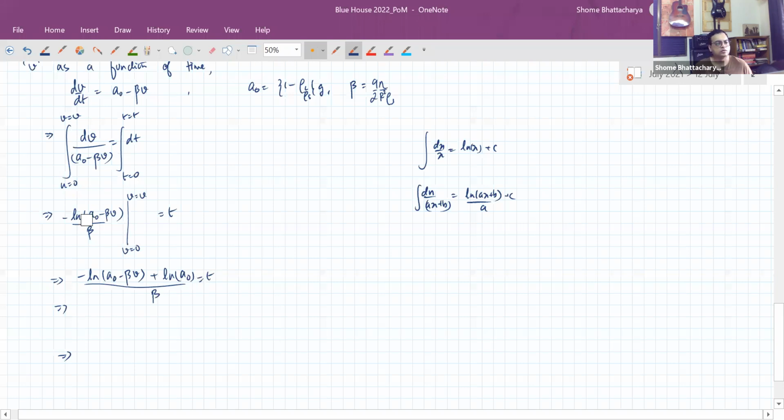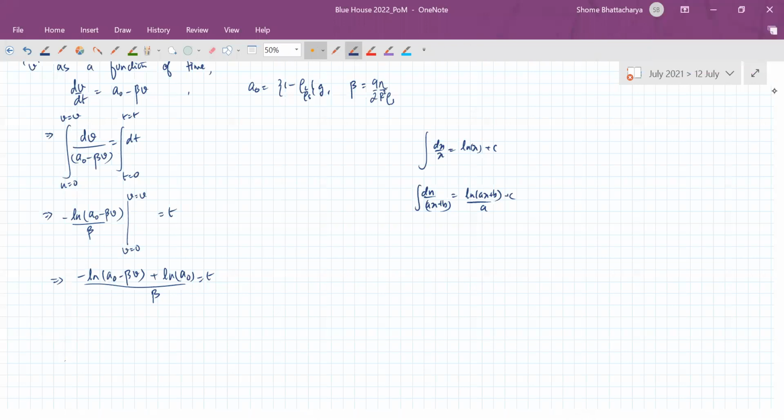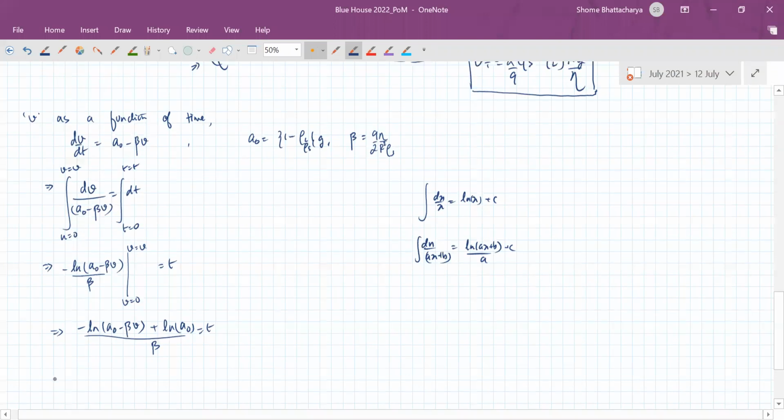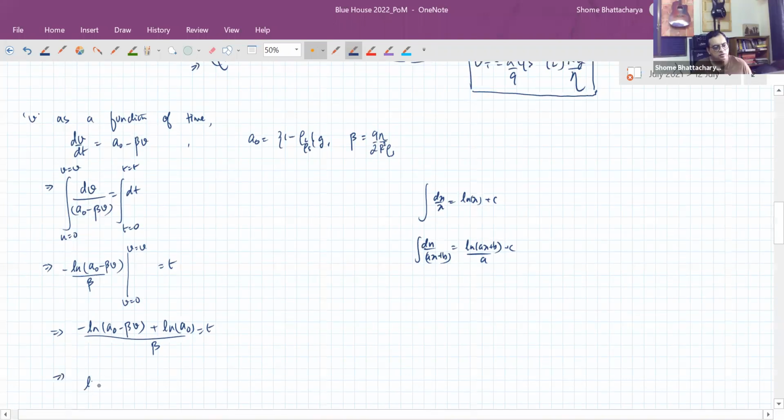So I have this now. Ln of a naught upon a naught minus beta v is equal to beta t. So now I can take the exponential on both sides, and I can use a trick here. I want to solve for v, so I want to bring v into the numerator. So I'll just invert both sides, left hand side and right hand side. So this will become e raised to the power minus beta t, and then I'll cross multiply.